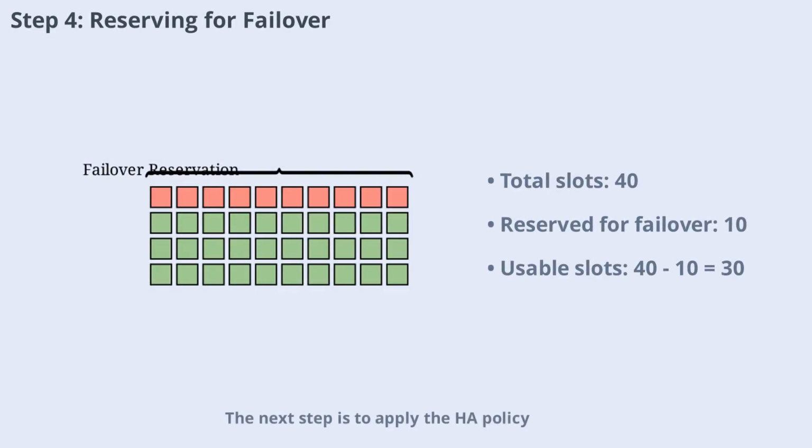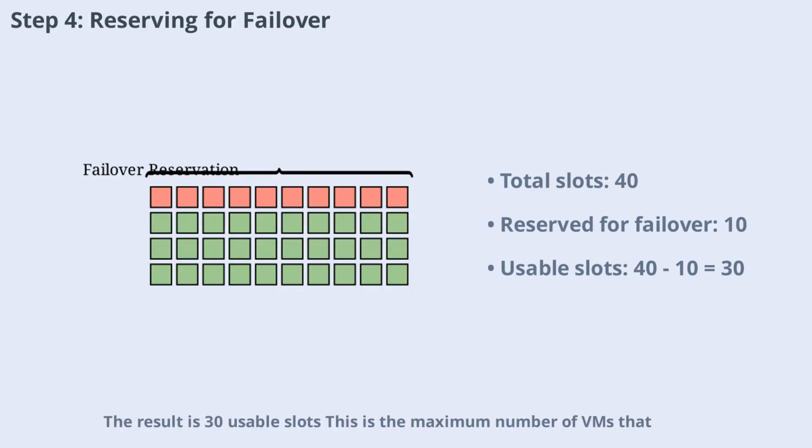The next step is to apply the HA policy. With host failures cluster tolerates set to 1, the cluster must reserve enough capacity to survive the loss of one host. This means we subtract the slots of one host, 10 slots, from the total cluster capacity. The result is 30 usable slots. This is the maximum number of VMs that can be powered on while still guaranteeing failover capacity.